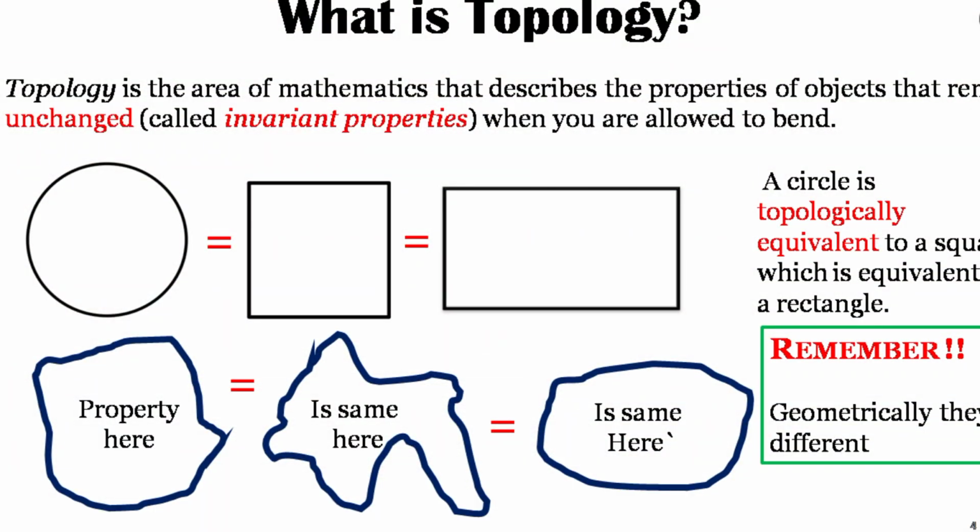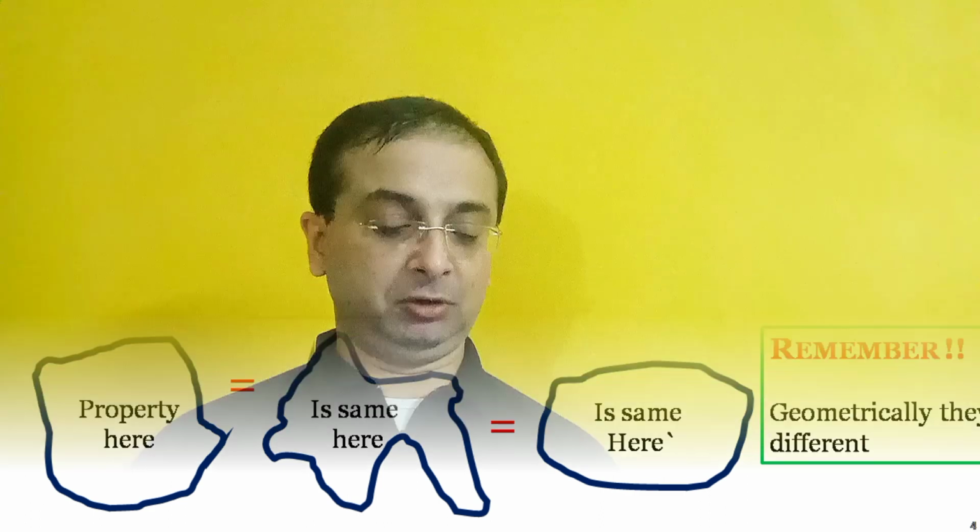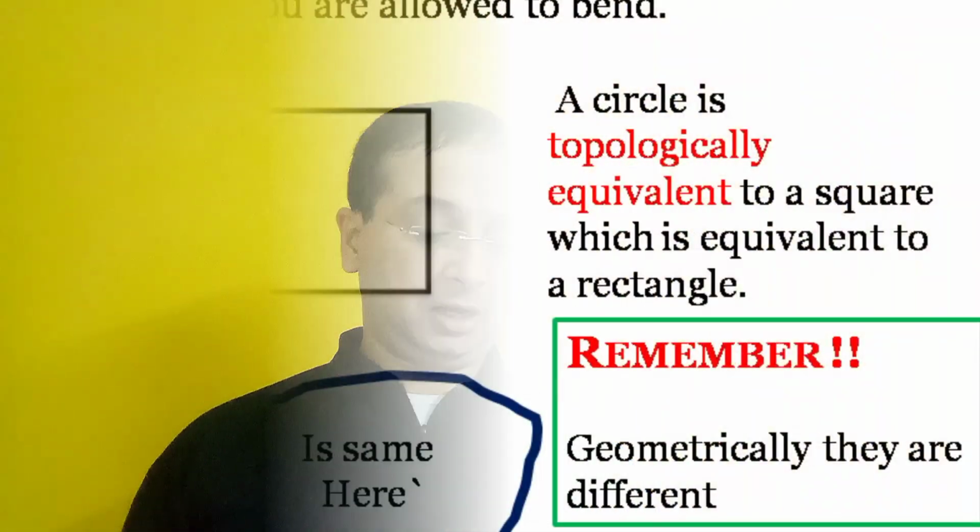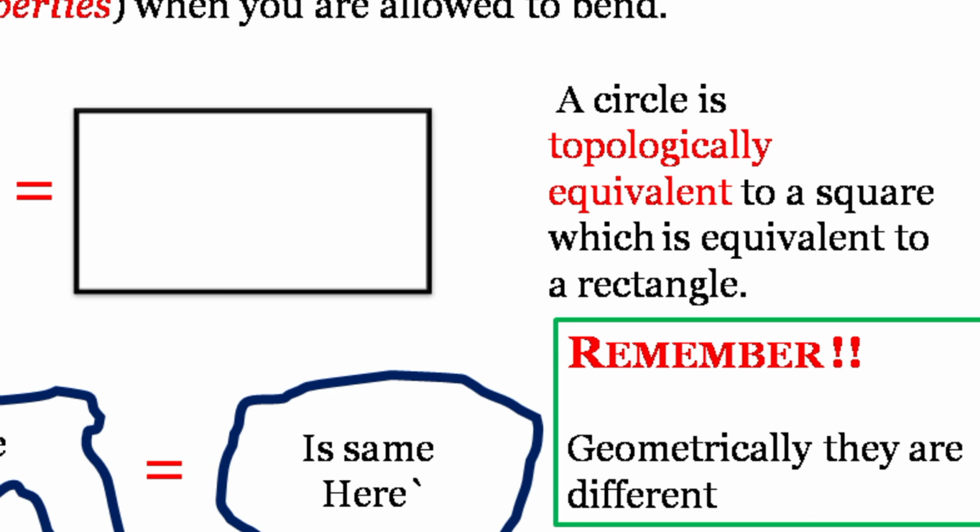Okay, so now let us look at the screen. I have written that topology is the area of mathematics which describes the properties of objects that remain unchanged when you're allowed to bend. So you see, I have shown here the circle equals a square, and that square is again equal to a rectangle. That means whatever properties lie within a circle will be similar to a square, which will be similar to a rectangle. That means a circle is topologically equivalent to a square, which is equivalent to a rectangle.